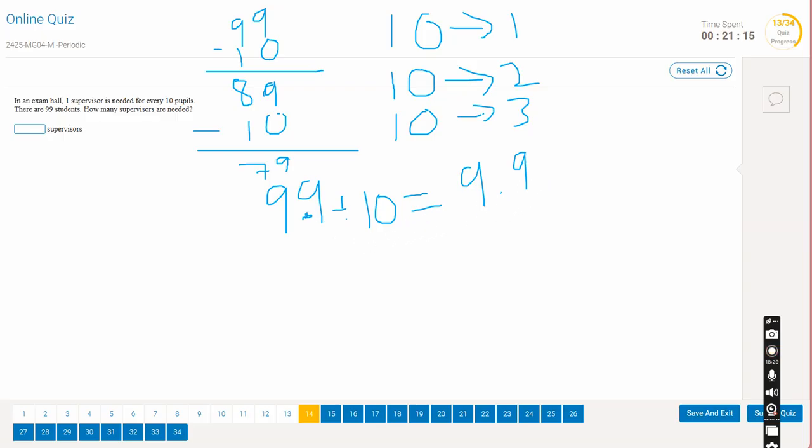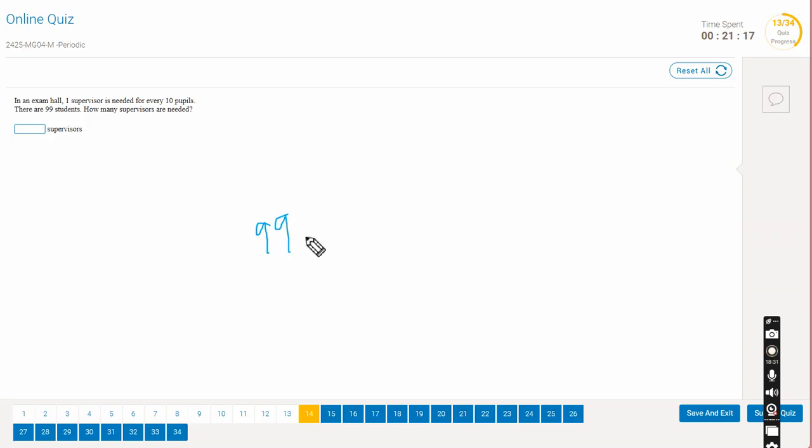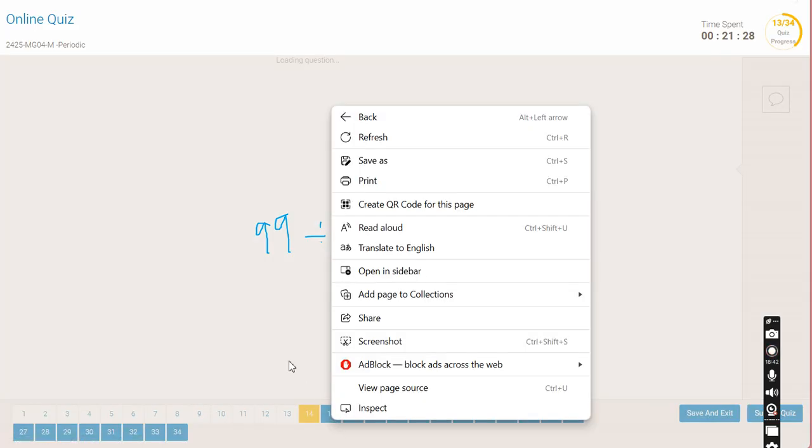99 divided by 10, you need 9.9 supervisors, but you cannot get 9.9 supervisors. So what will you do? Just 10, because then there will be one student left behind, right? So you can just write it like this.